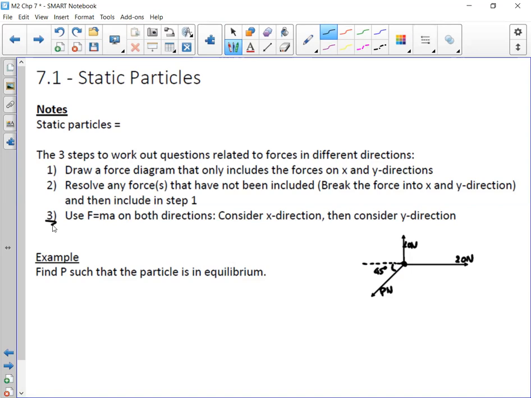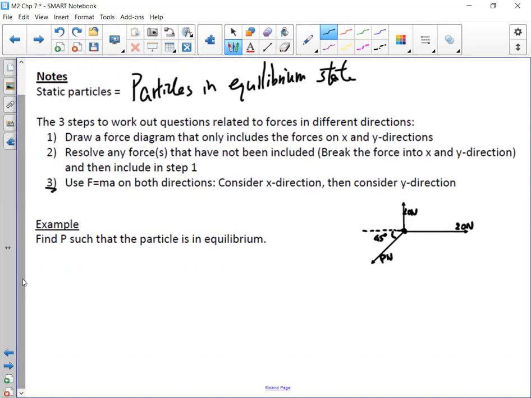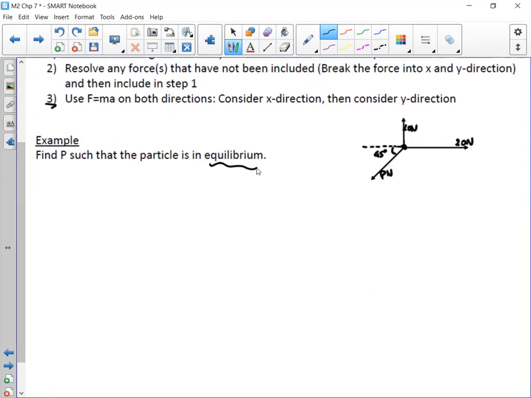All right, so what's a static particle? A static particle is a particle in an equilibrium state. So what does equilibrium mean? Equilibrium means not moving. So the upward force will equal the downward force, and the leftward force will equal the rightward force. Example here: find P such that the particle is in equilibrium. So the upward force equals the downward force, and the leftward force equals the rightward force.